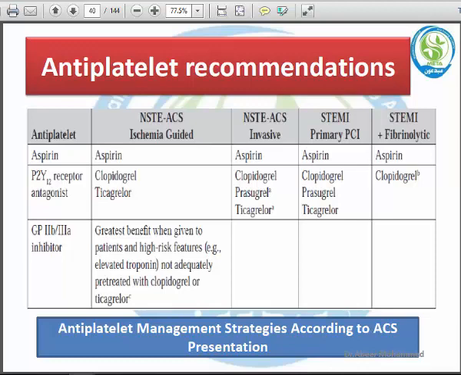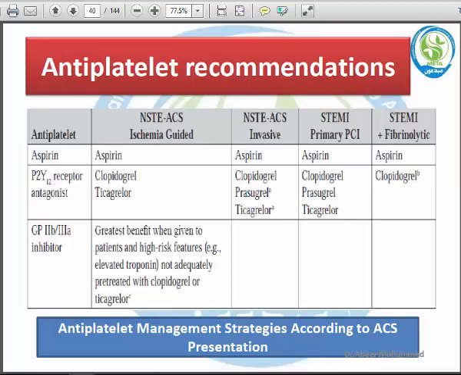Antiplatelet strategy: a summary of the antiplatelet strategy according to acute coronary syndrome presentation. That is, whether I have unstable angina, non-STEMI, or STEMI. In the case of non-ST elevation acute coronary syndrome where I chose ischemia-guided therapy, he should receive aspirin and clopidogrel or ticagrelor, plus or minus a glycoprotein 2B3A inhibitor. In the case of invasive therapy, we can't use glycoprotein 2B3A inhibitors; we just use antiplatelets plus anticoagulants.